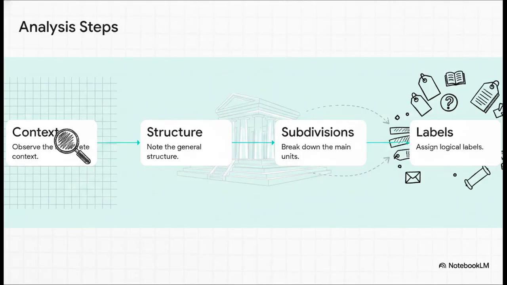If you want to perform this textual X-ray yourself, these are the progressive steps you have to follow to strip away the skin and reveal those logical bones. You start by observing the context, zooming out to see the general structure, then breaking it down into smaller subdivisions, and finally assigning logical labels so you can understand the exact rhetorical moves being made.